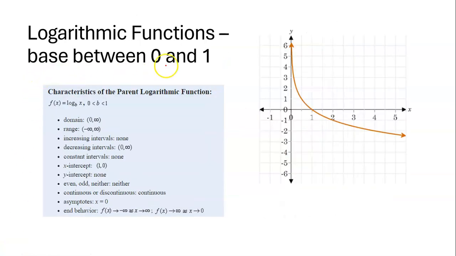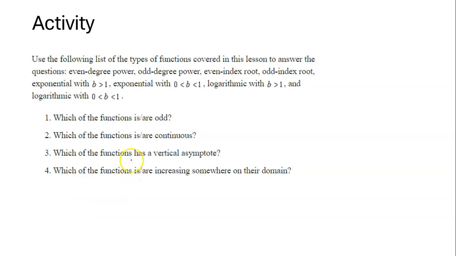And then if the base is between 0 and 1, so if I have log base 0.5 of x or log base 0.75 of x, that is so disgusting, this is going to be the graph. So you can see it flips when you get less than 1. It also messes with the domain and range and all the other different characteristics of the parent function, which is just the logarithmic function.